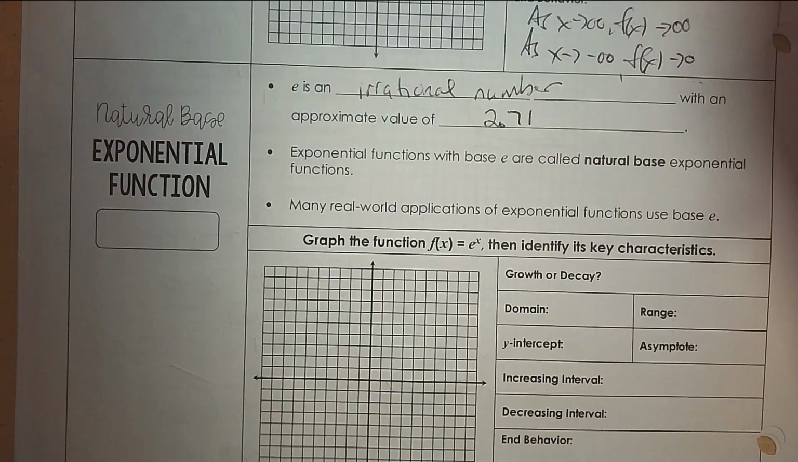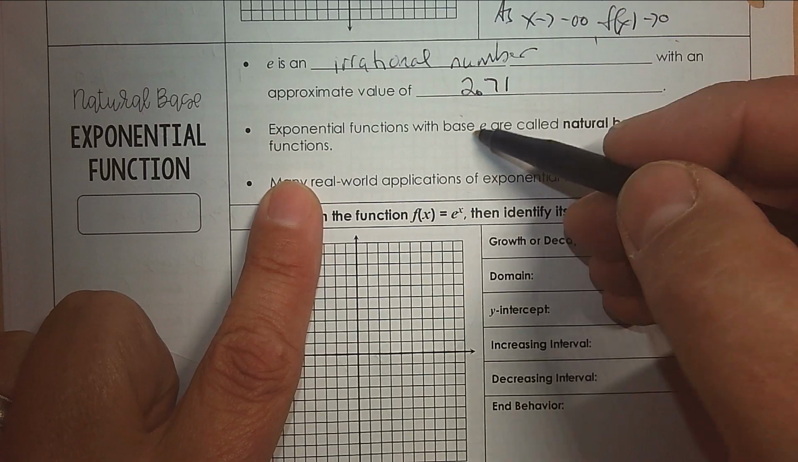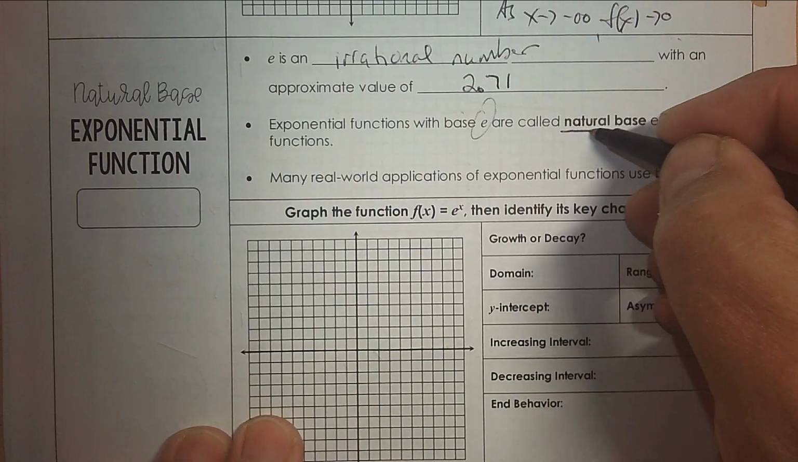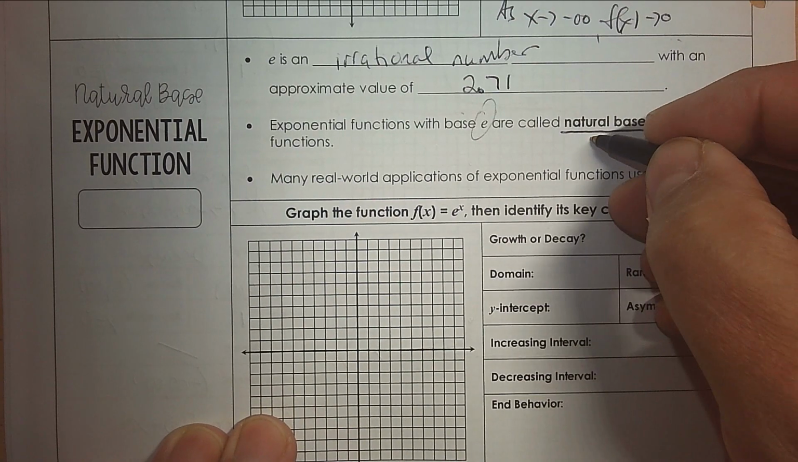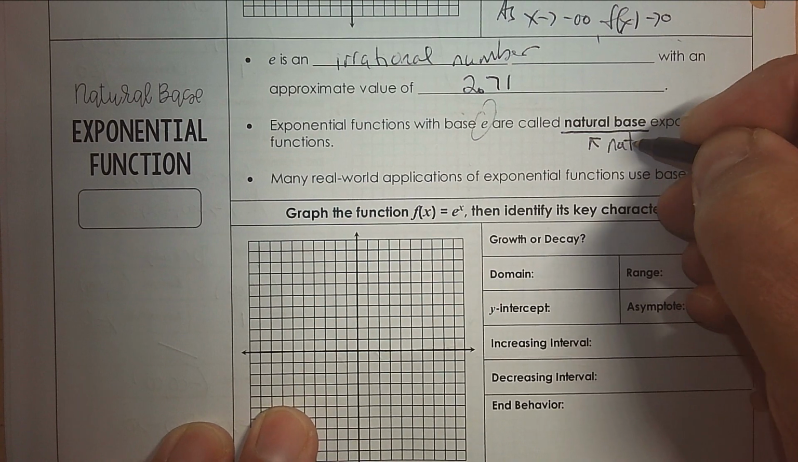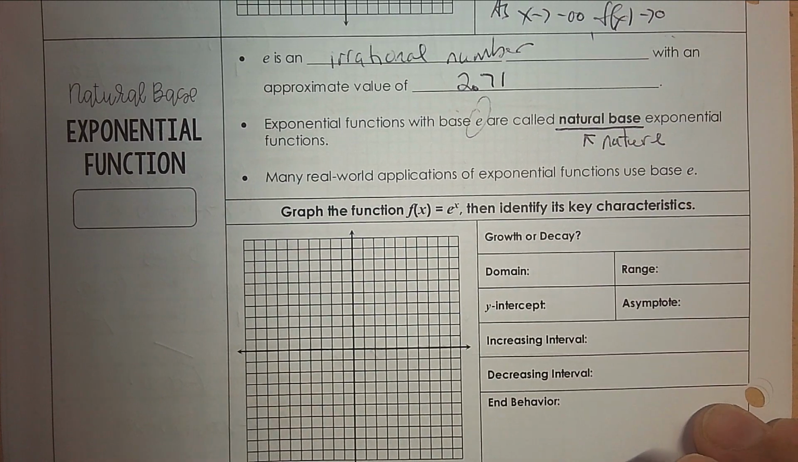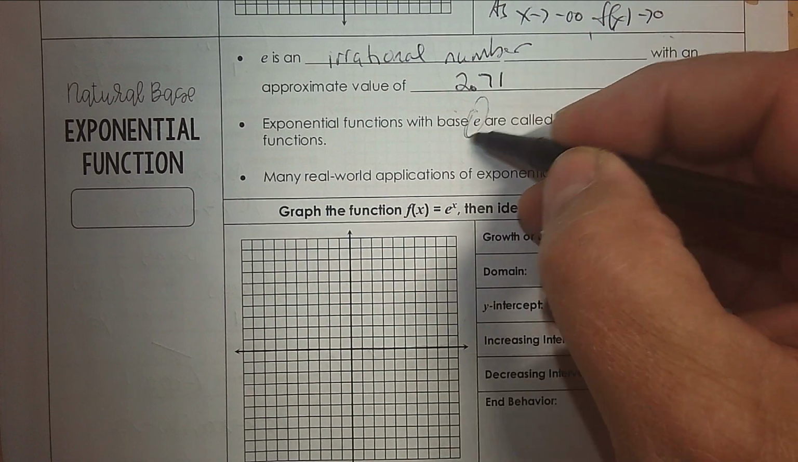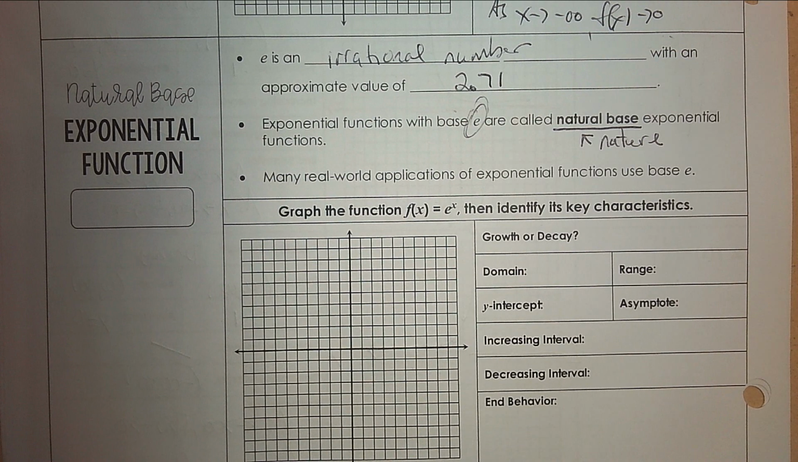An exponential function with a base E is called a natural base. The reason it's called a natural base, because all my scientists out there know this, is that this is what occurs in nature in terms of a growth model. When something is growing continuously, the base that we use is that base E.